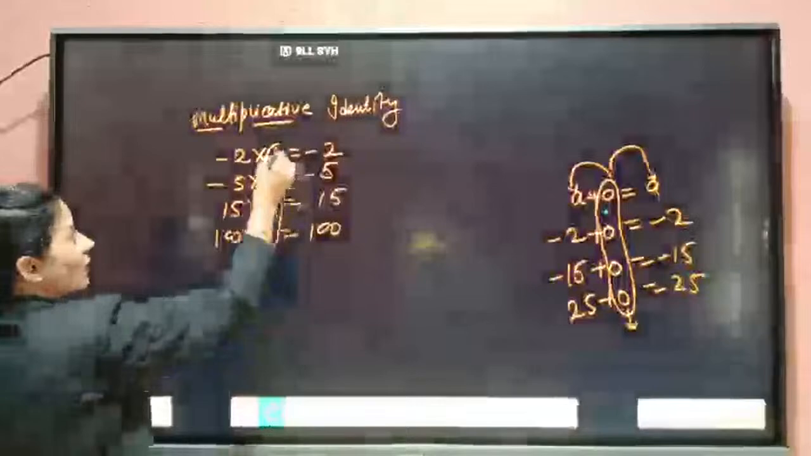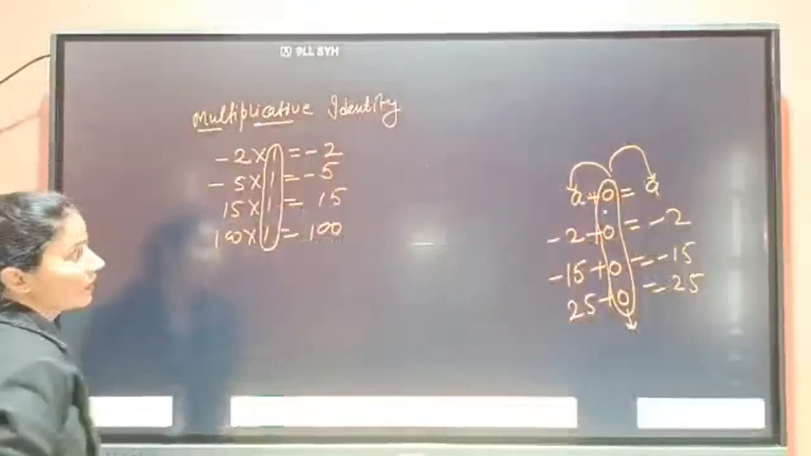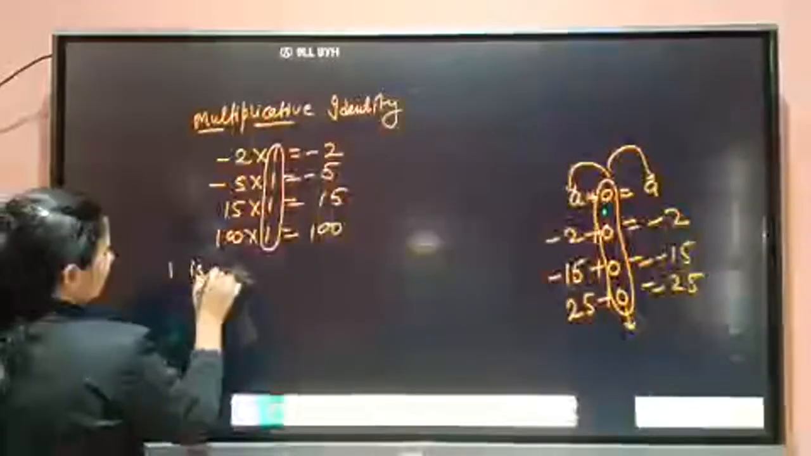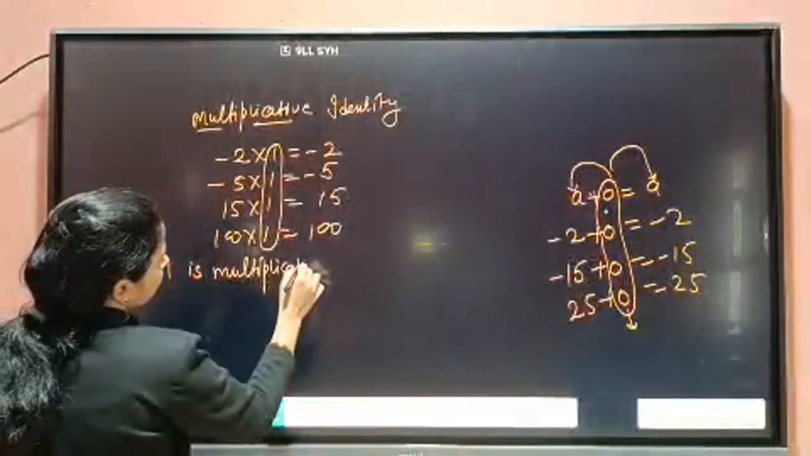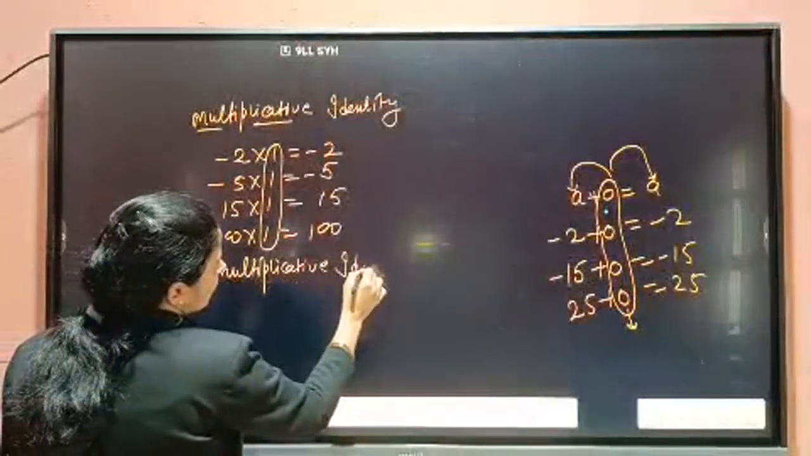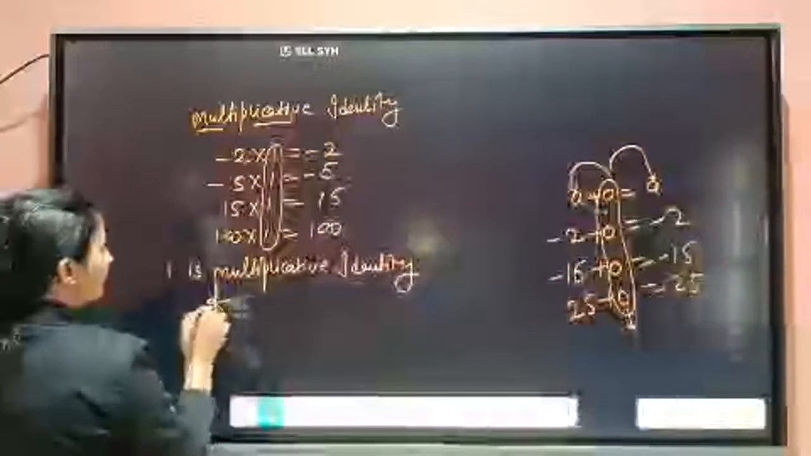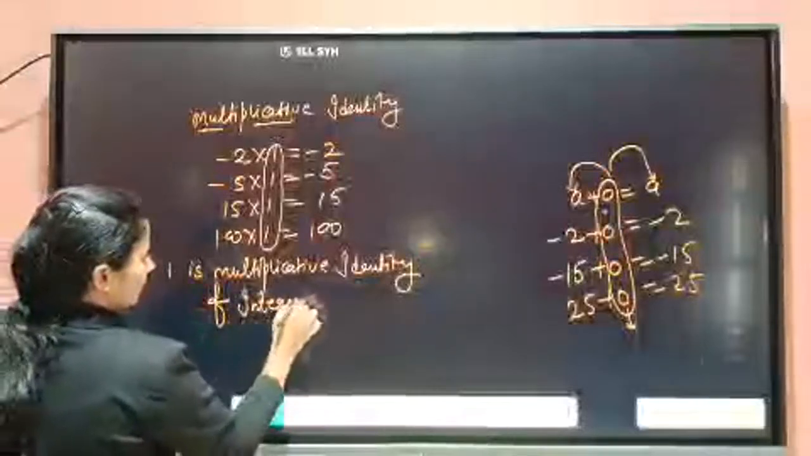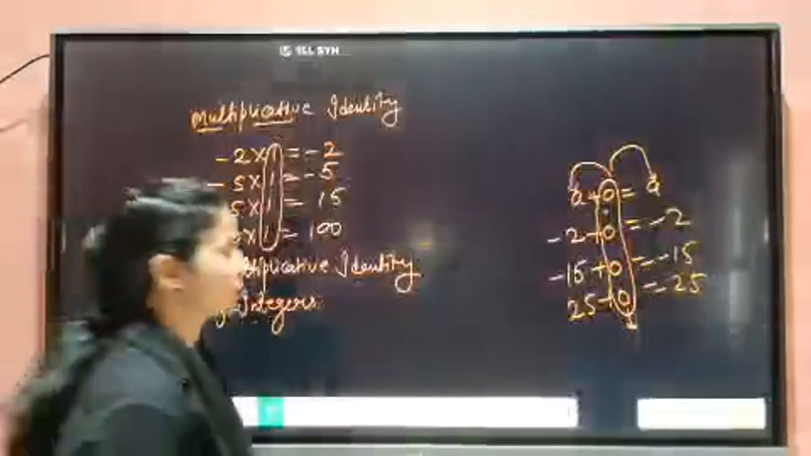So this 1 is that number. If we multiply any integer by it, then again we get the same integer. So we can say 1 is the multiplicative identity of integers. 1 is the multiplicative identity of integers.